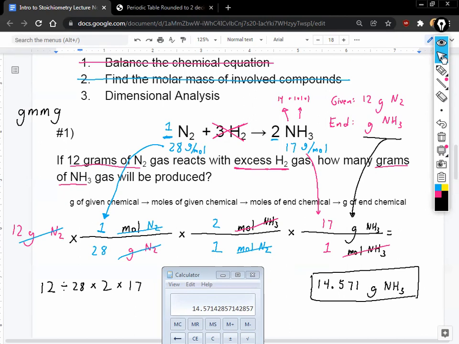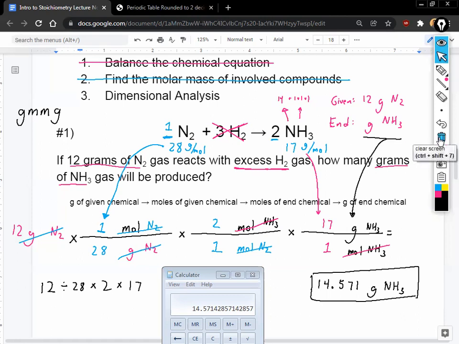I'm gonna let you guys try one on your own, and then I'm gonna let you guys get started on the side. Where did you get 12? Which 12? 12 is our starting number right here. 28 is on the bottom right here, the molar mass of N2. 17 is the molar mass of NH3. We just went to the periodic table and added up the parts. So if you look at N is 14, so 2 of them is 28.